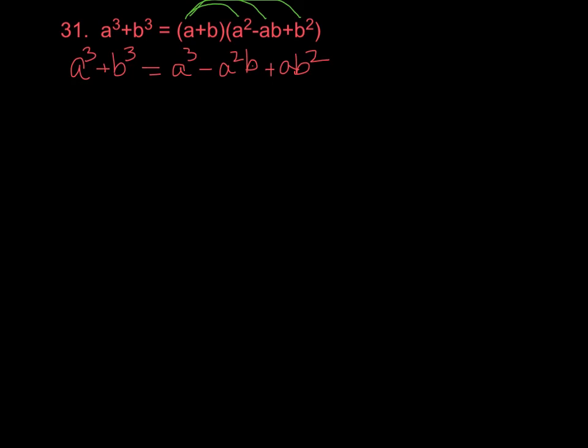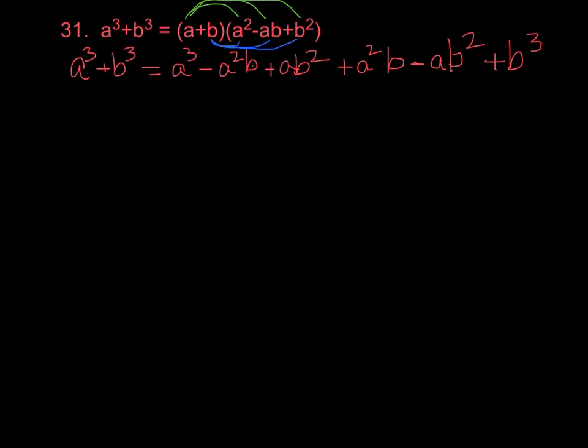Now, I need to distribute the second term. So I need to distribute here, then here, and then there. And let's see what we end up getting. So when I do that, I'm going to get a positive a squared b. Then I'm going to get a negative ab squared. And lastly, I'm going to get a positive b cubed.